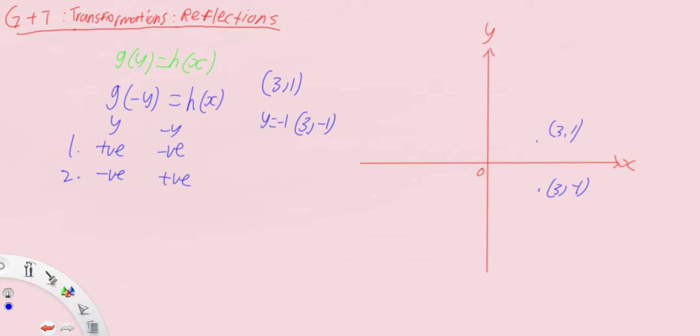The x coordinate remains the same, but the y coordinate becomes positive to negative, and again vice versa. If you have a negative y value, it becomes positive. As such, it is simply a reflection about the x-axis for g, y to g minus y.